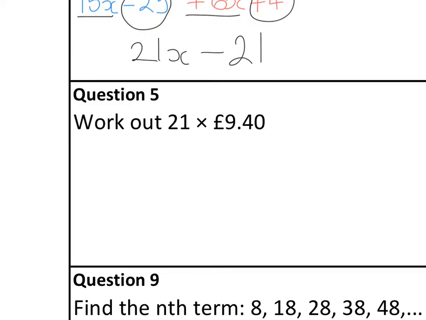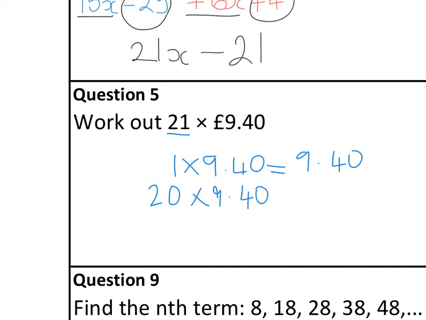21 times £9.40. So you could do the column or the grid, or you can do looking at the fact it's 20 and 1. Okay, so 1 times 940 is obviously 940. 20 times 940, well, 2 times 940 is 1880. So 20 times it will be 18,800. And then I just add those together.